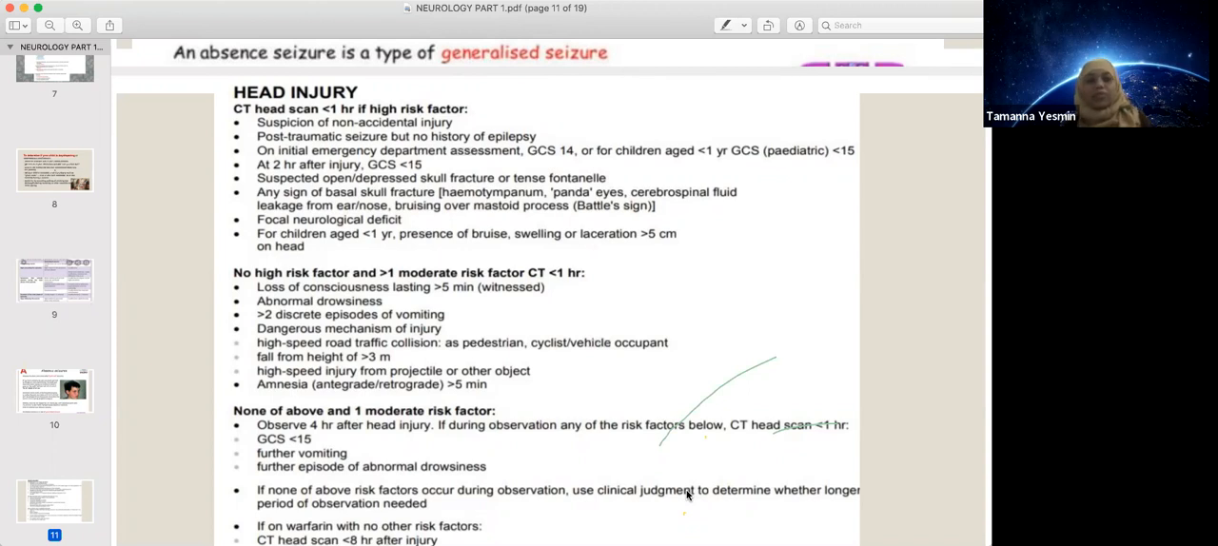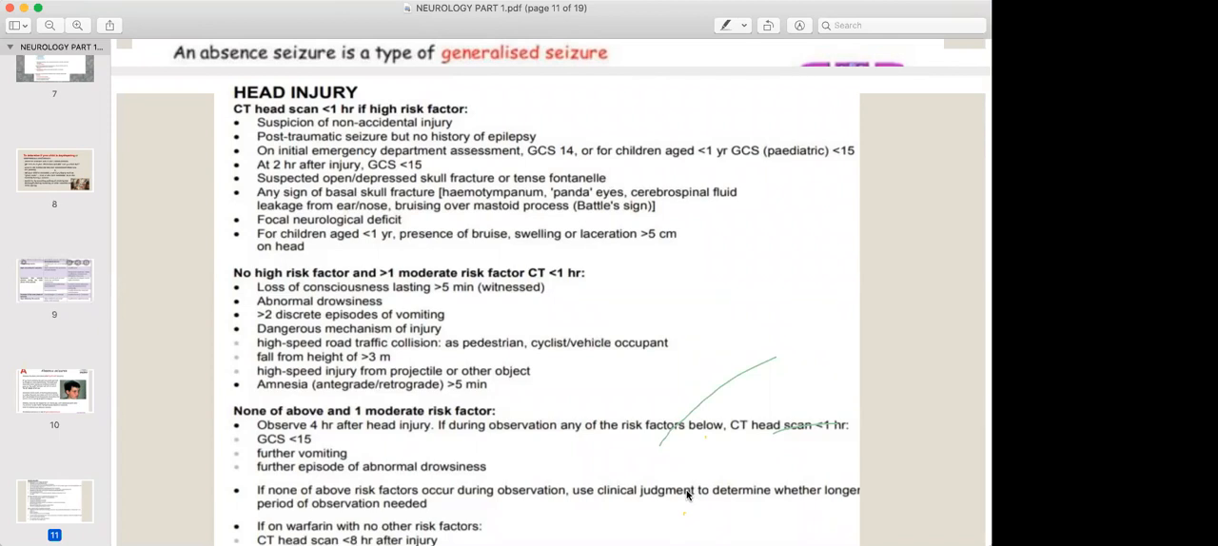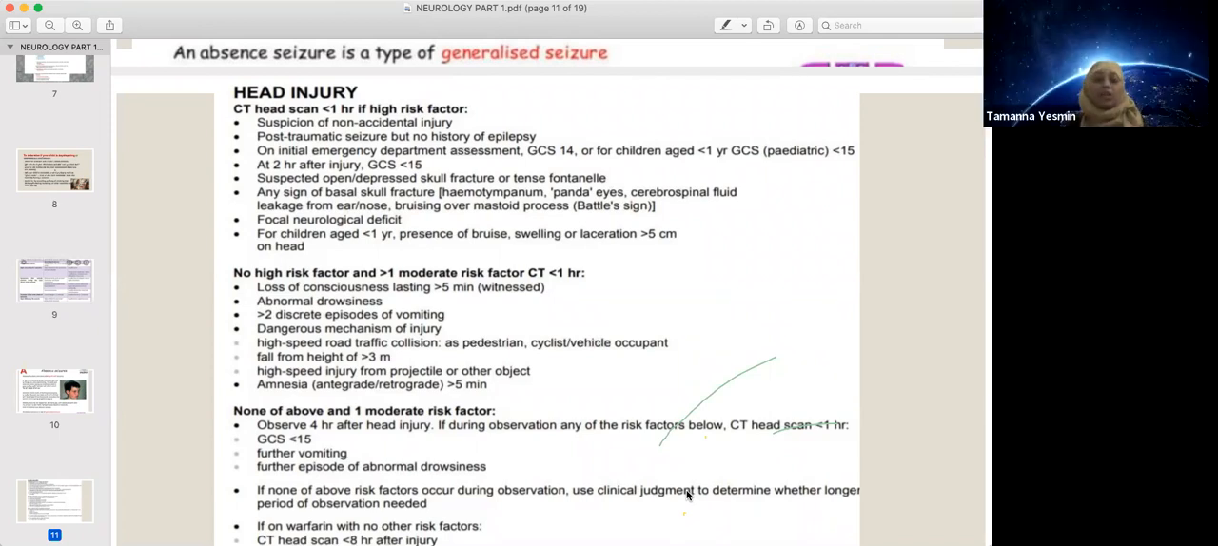Suppose the child has a posterior fracture or fractures on multiple sides of the body, or there is swelling around the eye, that means there is a chance of bleeding inside the brain, so we will do a CT scan within 1 hour. Suppose the child has post-traumatic seizure, after trauma the child developed seizure, then we will do a CT scan.